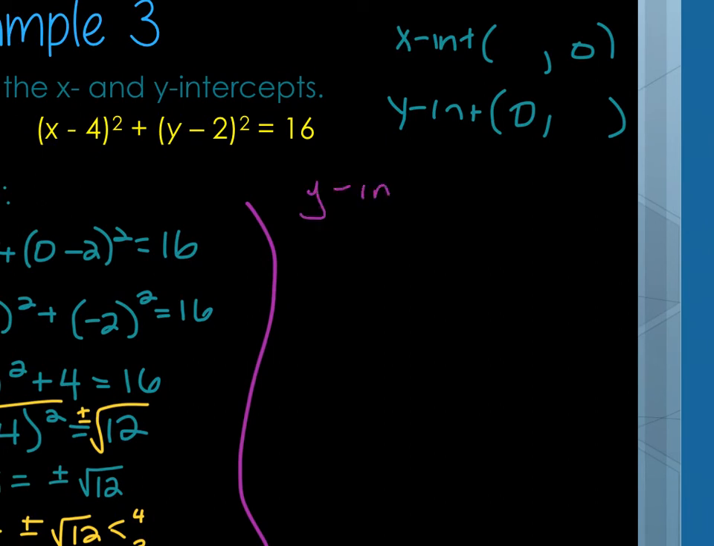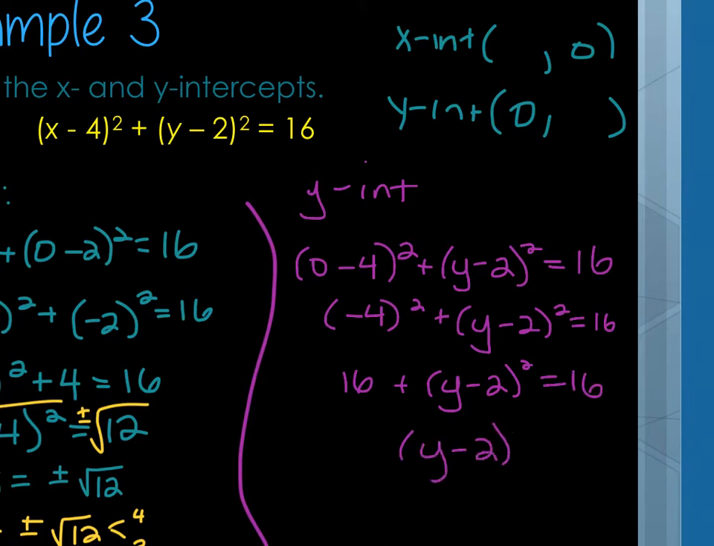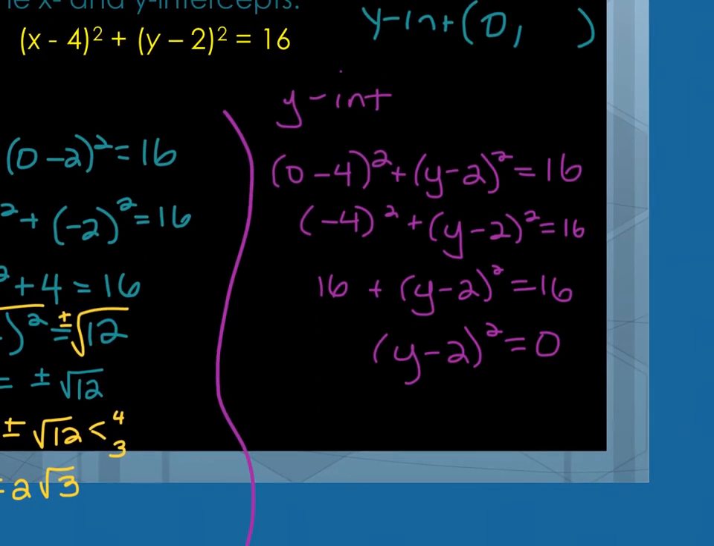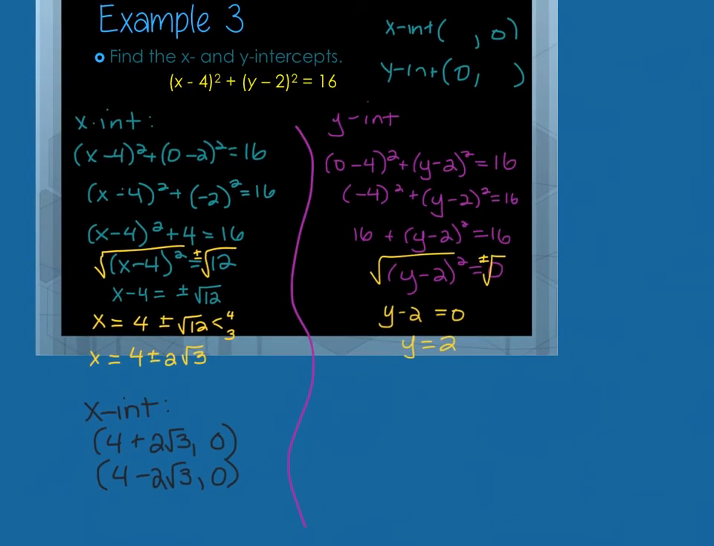Okay, then I have to repeat that whole process for the y-intercept. So this time I'm making x 0. (0 minus 4) squared plus (y minus 2) squared equals 16. (-4) squared is 16. Subtract that 16. I get 0. So what happens when I do plus and minus the square root of 0? Is there such a thing as positive or negative 0? Nope, it's just 0. So there's only one y-intercept.